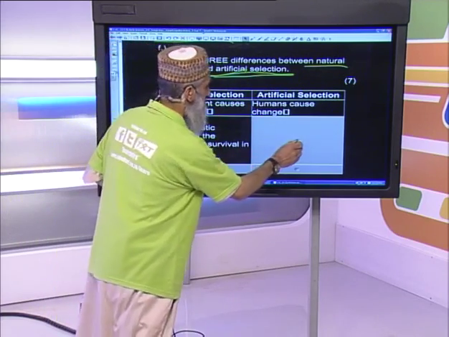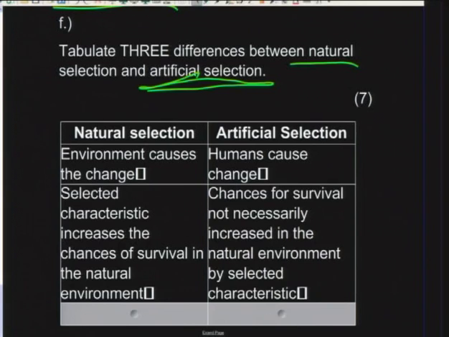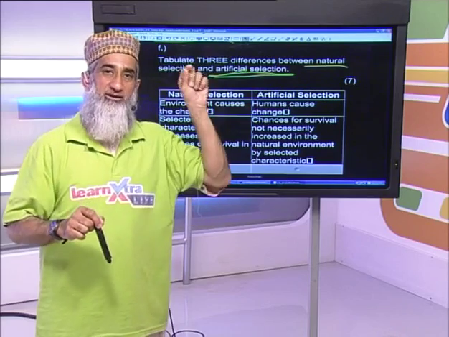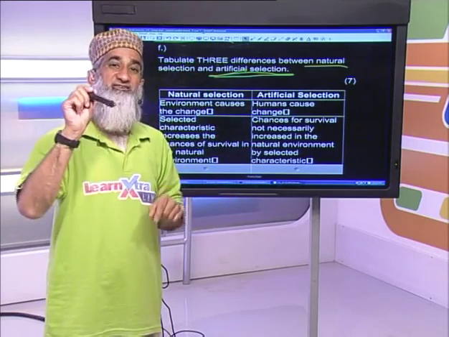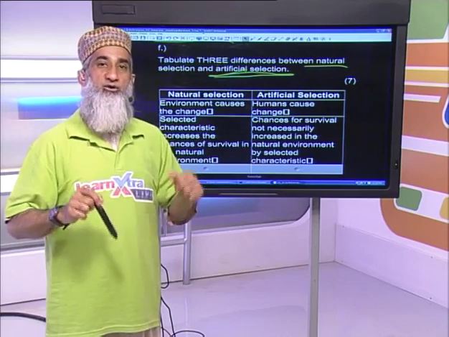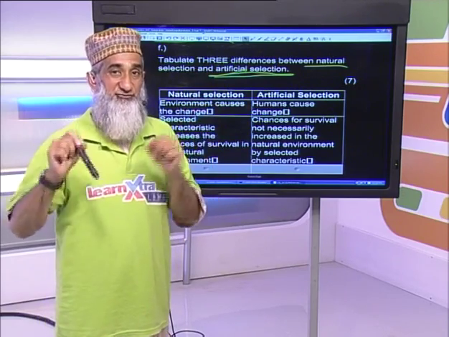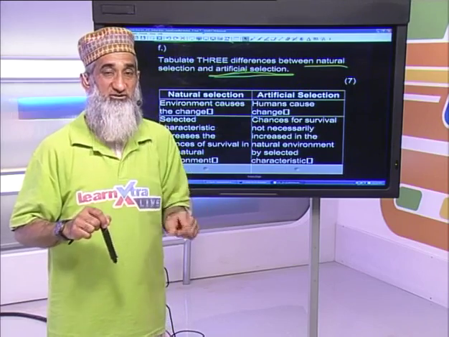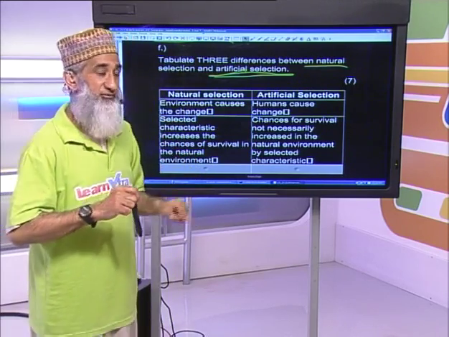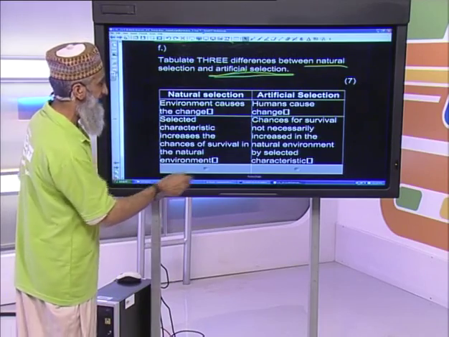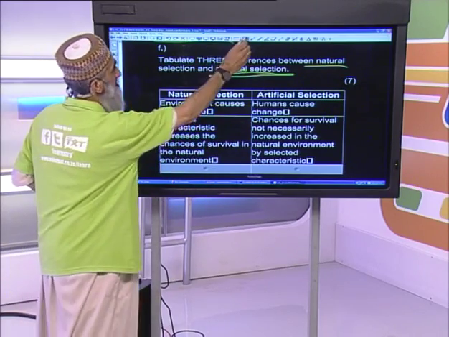Whereas when we choose, chances of survival do not necessarily increase. We have chosen this organism not for its advantage for itself, but for its advantage for us. For example, we want horses to run fast. So we look and we select artificially. We're not talking of genetic modification. We're talking of artificial selection. So we select, so there's no guarantee that they're going to be better in their environment.